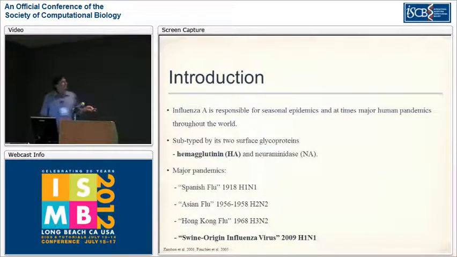So influenza A is responsible for seasonal epidemics and at times major pandemics. It is subtyped by two surface glycoproteins, which are going to be the heroes of this talk. The main character is going to be the hemagglutinin, which facilitates binding of the virus to the host cell, and neuraminidase, which essentially facilitates the release of the budding virus from the cell. We've experienced major pandemics, including the Spanish flu, etc., and including the swine origin flu that I'll be focusing on.